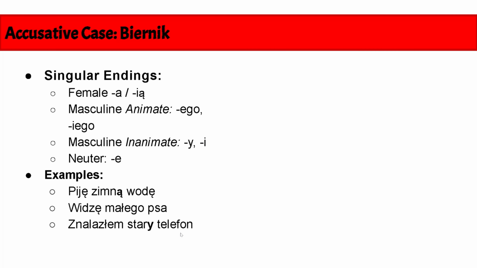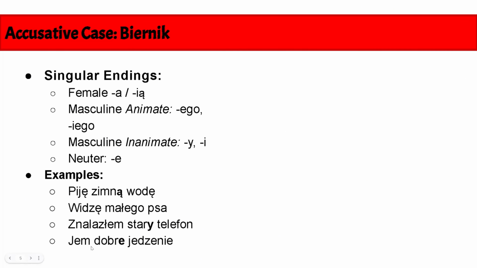Znalazłem stary telefon. I found an old phone. Telefon, masculine inanimate noun because it is not a living thing. Stary. Again, we have to connect the adjective to the gender of the noun. And because telefon is a masculine noun and it is inanimate, we must give the adjective the either e or y ending. And for stary, it stays the same as stary telefon.